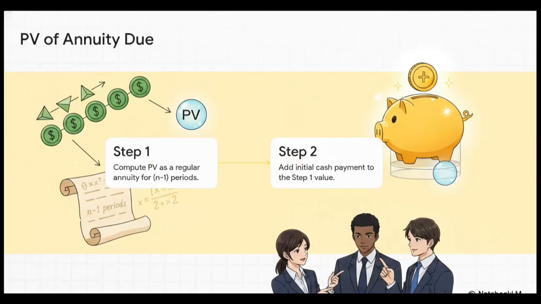And just like before, if we have an annuity due, there's a specific step-by-step logic to calculate its present value. Step 1, compute the present value as if it were just a regular annuity, but you do it for n-1 periods. Step 2, simply add that initial upfront cash payment to the value you just got in Step 1. I promise you mastering these logical step-by-step breakdowns is the absolute key to not getting totally confused during your exam.